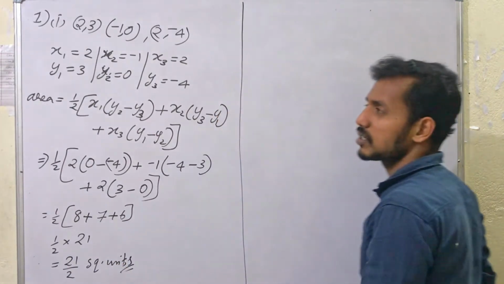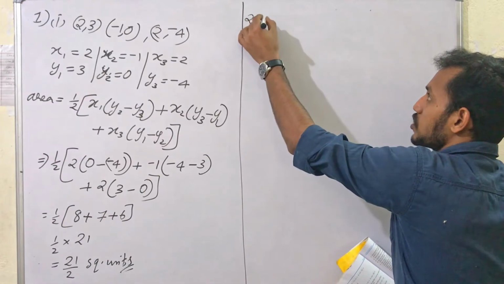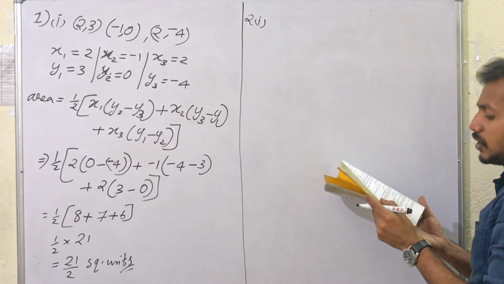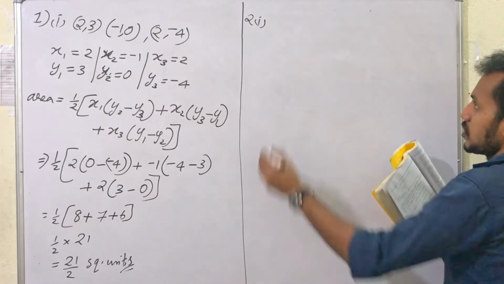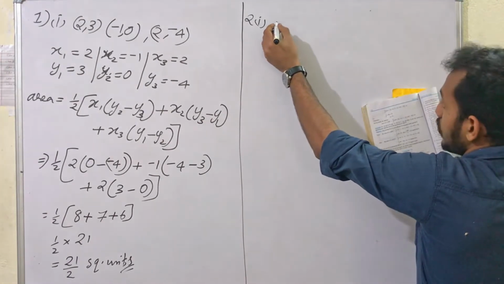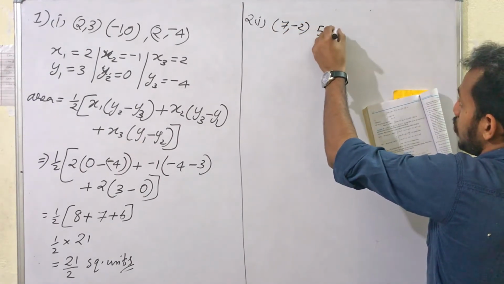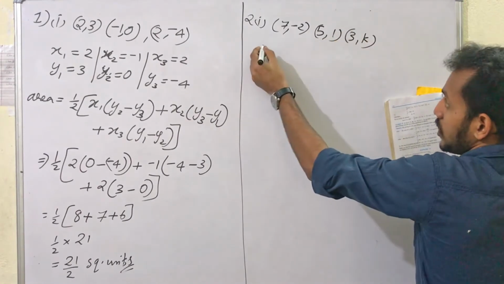So very simple question based on the area. Now let's take the second question, option number 1. In each of the following, find the value of k for which the points are collinear. So the points are given: (7, -2), (5, 1) and (3, k). So first write the values.